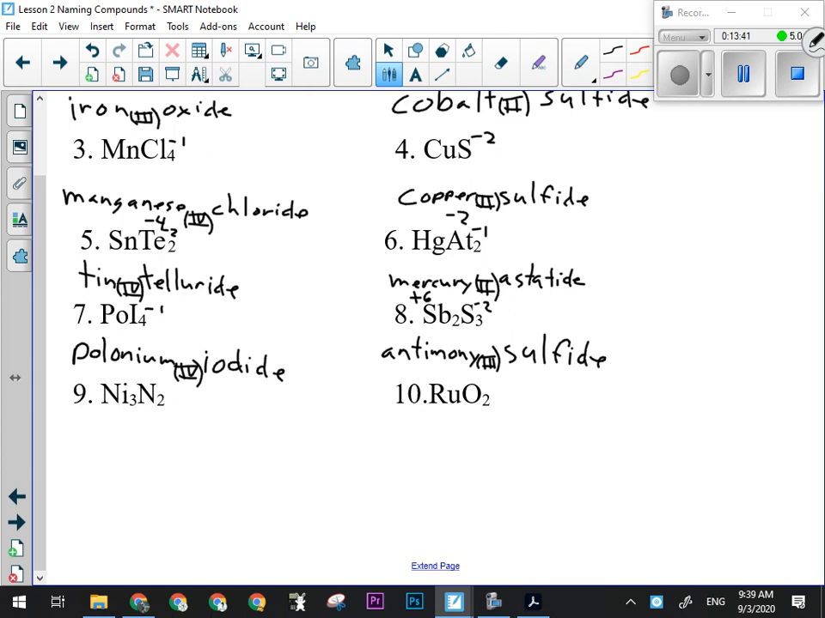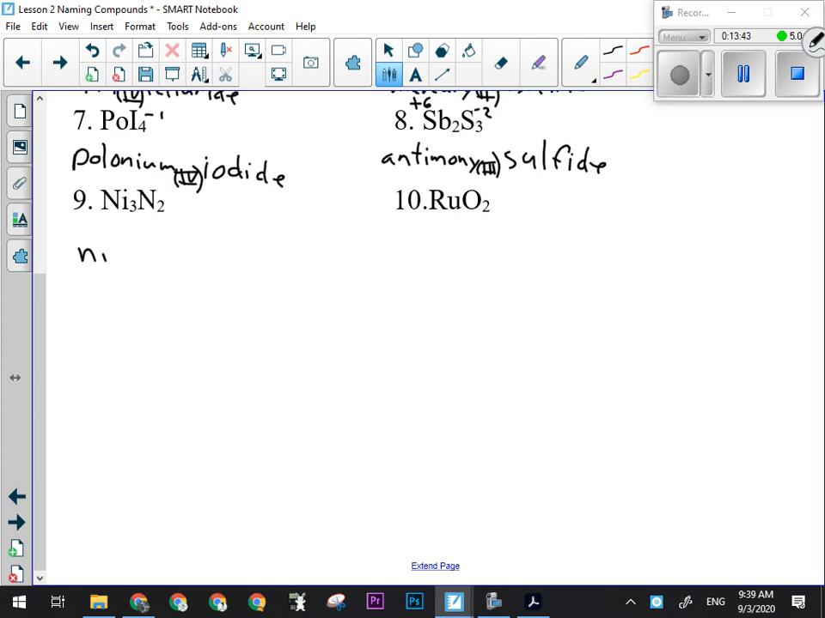Number 9, I've got nickel and nitrogen. Nickel something nitride, and nitrogen is always a -3. So there's 6 negative charges here. That means I need to get 6 positive charges out of the nickel. 6 divided by 3 is 2. Nickel 2 nitride. And then we have ruthenium and oxygen, so it's ruthenium something oxide. Oxygen's always a -2, so the charge on ruthenium must be 4.